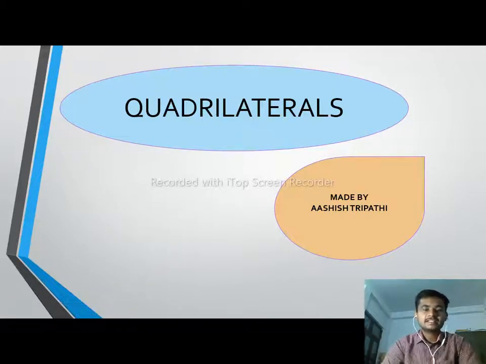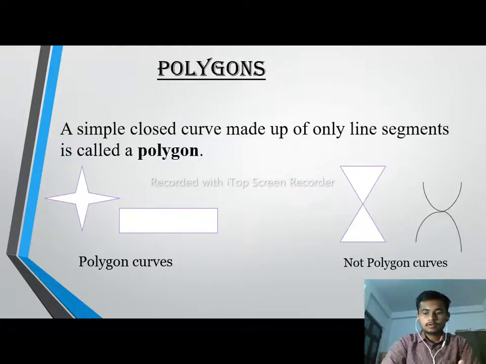So in this session we are going to discuss the types of quadrilaterals. As I've already discussed in my two previous videos the basics of quadrilaterals and two types of quadrilaterals, that is square and rectangle, we'll now discuss the remaining types of quadrilaterals. First, let's take a quick recap about the basics of quadrilaterals. Okay, now let's start.